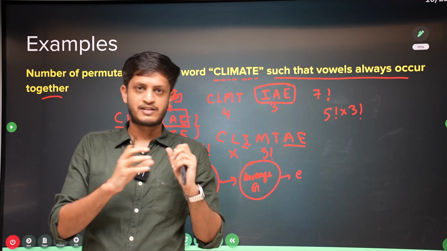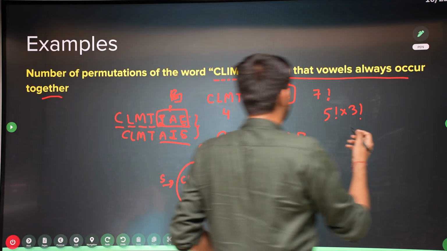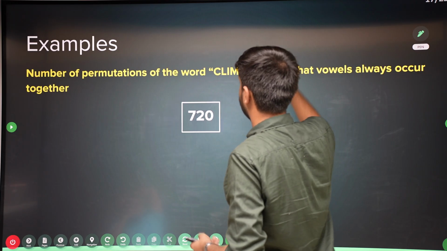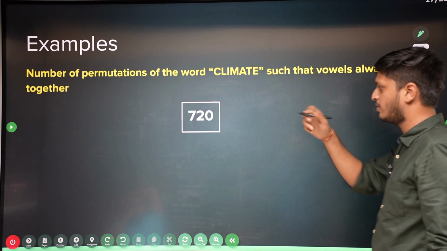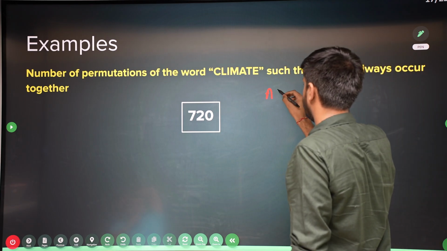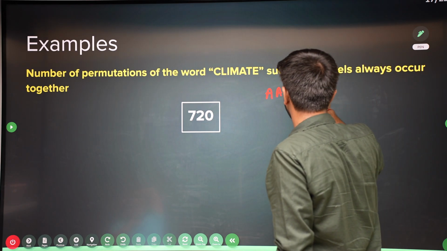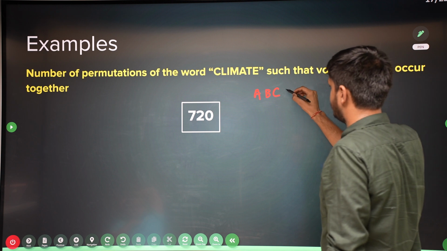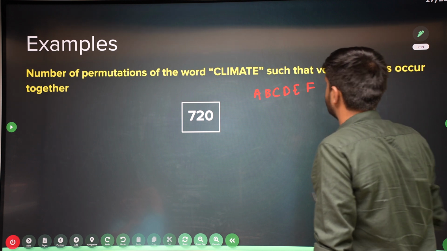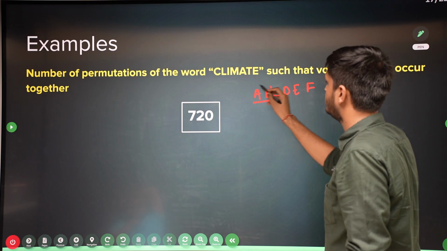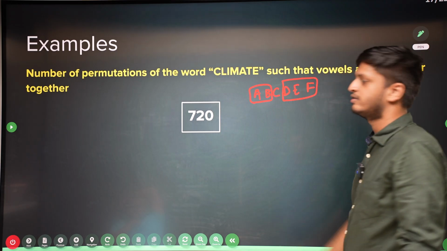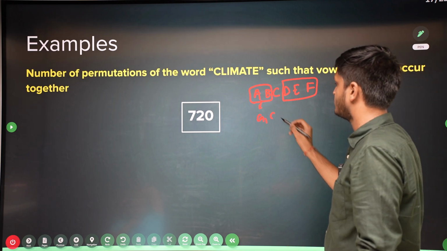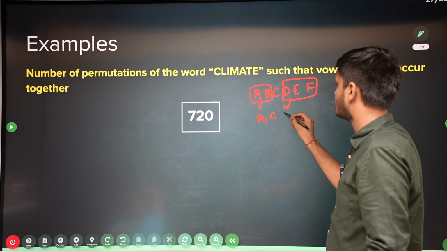Consider that particular group as G. So I can take one more example here. Let's say ABC and DEF. And let's say I tell you that AB will always come together and DEF will always come together. Okay, simple problem. Consider AB as a group G1, C is anyways alone, DEF consider it as another group G2.